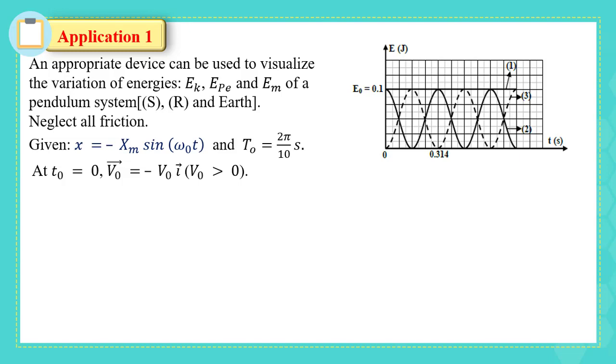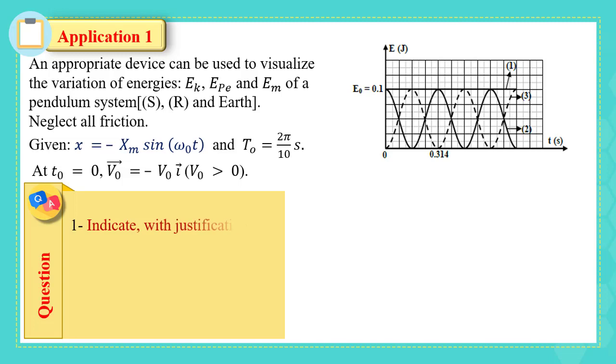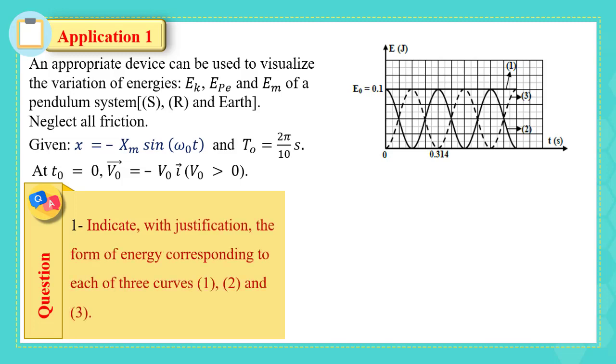Neglect all friction. Given that x equals minus xm sine(omega 0 t), T0 equals 2 pi over 10 seconds, and at t equals 0, the velocity equals minus v0 i vector, where v0 is all the time positive. First question: indicate with justification the form of energy corresponding to each of the three curves 1, 2, and 3.